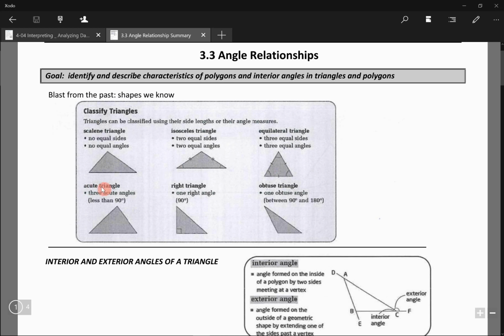Okay, and just to review some angles, acute triangles here, these are triangles that have three acute angles, which are angles less than 90 degrees. So these are smaller than the L shape. A right triangle is one triangle with a right angle in it. And an obtuse triangle has an angle inside that is between 90 and 180 degrees. So down here, here's an angle that's bigger than 90 degrees.